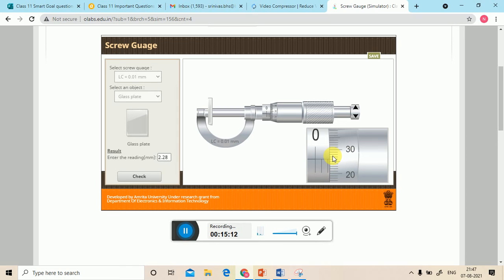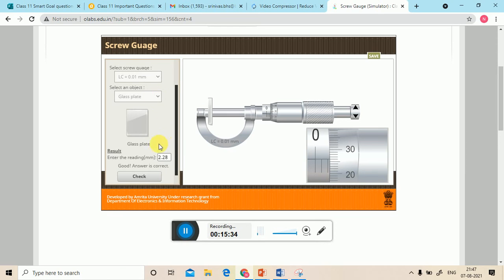So after including that error value, we got 2.28. Let us check the value. There should be no deviation. So that is the correct answer. So the thickness of the given glass plate here is 2.28 millimeters. Now let us apply the same procedure for wire also.